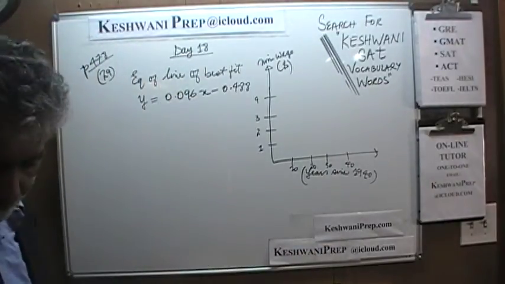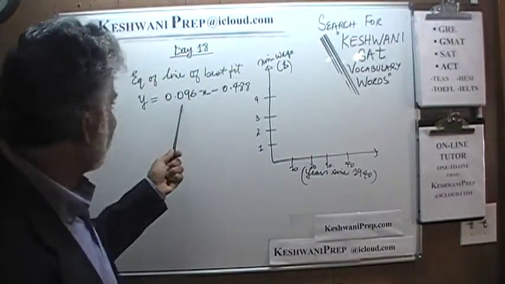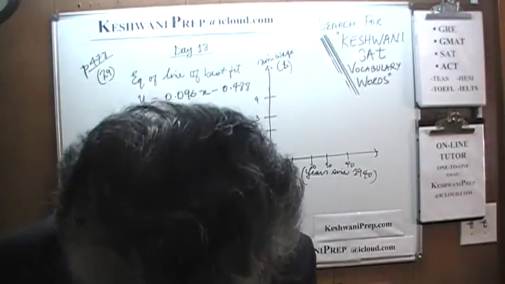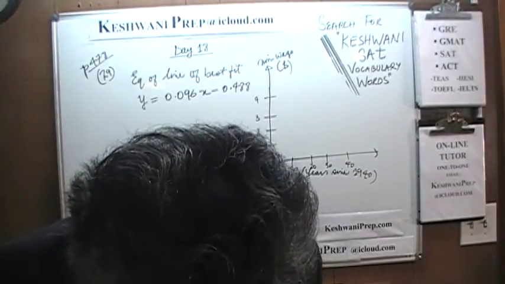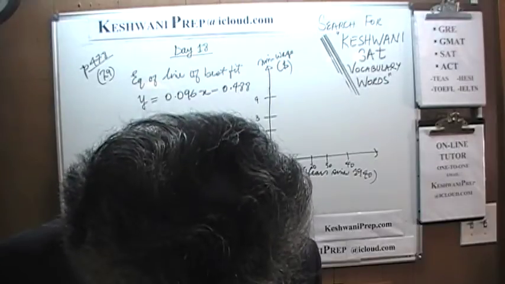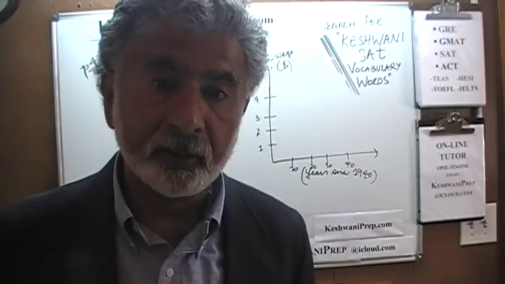Let's take a look at the very first one. Here we are given an equation of a line of best fit. The equation looks something like this. I already have it on the blackboard. And what is the question asking? That I did not put down on the blackboard. What does the line of best fit predict about the increase in the minimum wage over the 70-year period that is depicted in the graph?